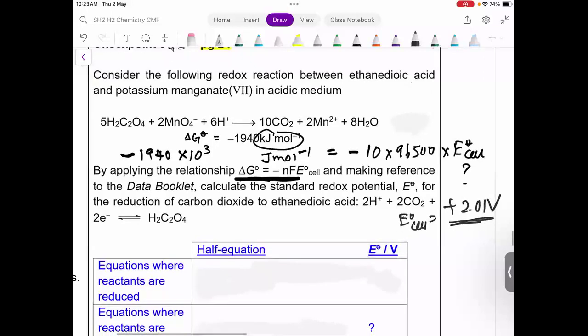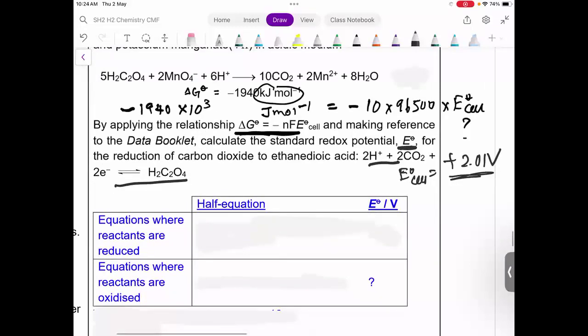No, you are supposed to calculate the E naught for your reduction process of carbon dioxide to ethane dioic acid. So how do we do that? First of all, you have to identify the reduction half. Obviously the reduction half involves your manganate. Remember, in highly acidified medium, you should choose manganate reduced to Mn2 plus only. So this will be the E naught value.